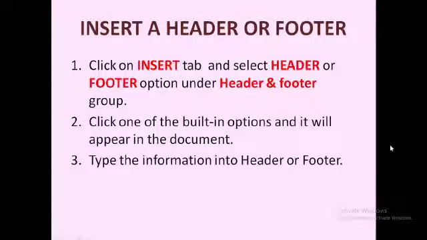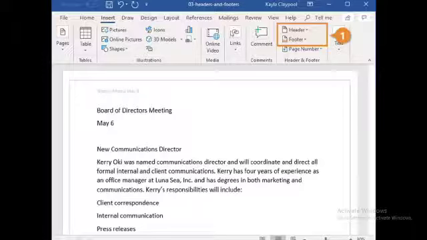For inserting a header and footer, you will click the Insert tab and select the Header or Footer option under the Header and Footer group. Click one of the built-in options and it will appear in the document. Type the information into the header and footer. As you can see here, under the Insert tab, we have the Header and Footer option. When you want to insert a header, you can click on Header. If you want to insert the text in a footer, you will click on the Footer option.